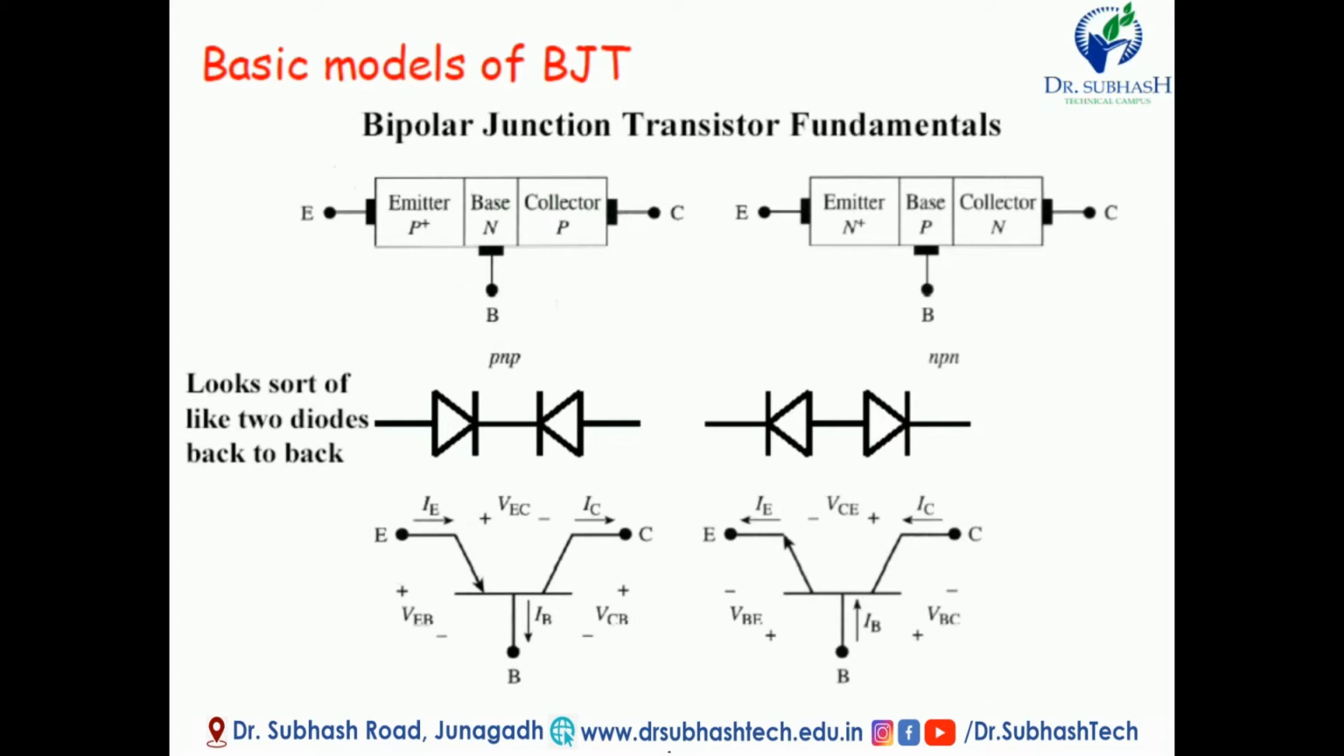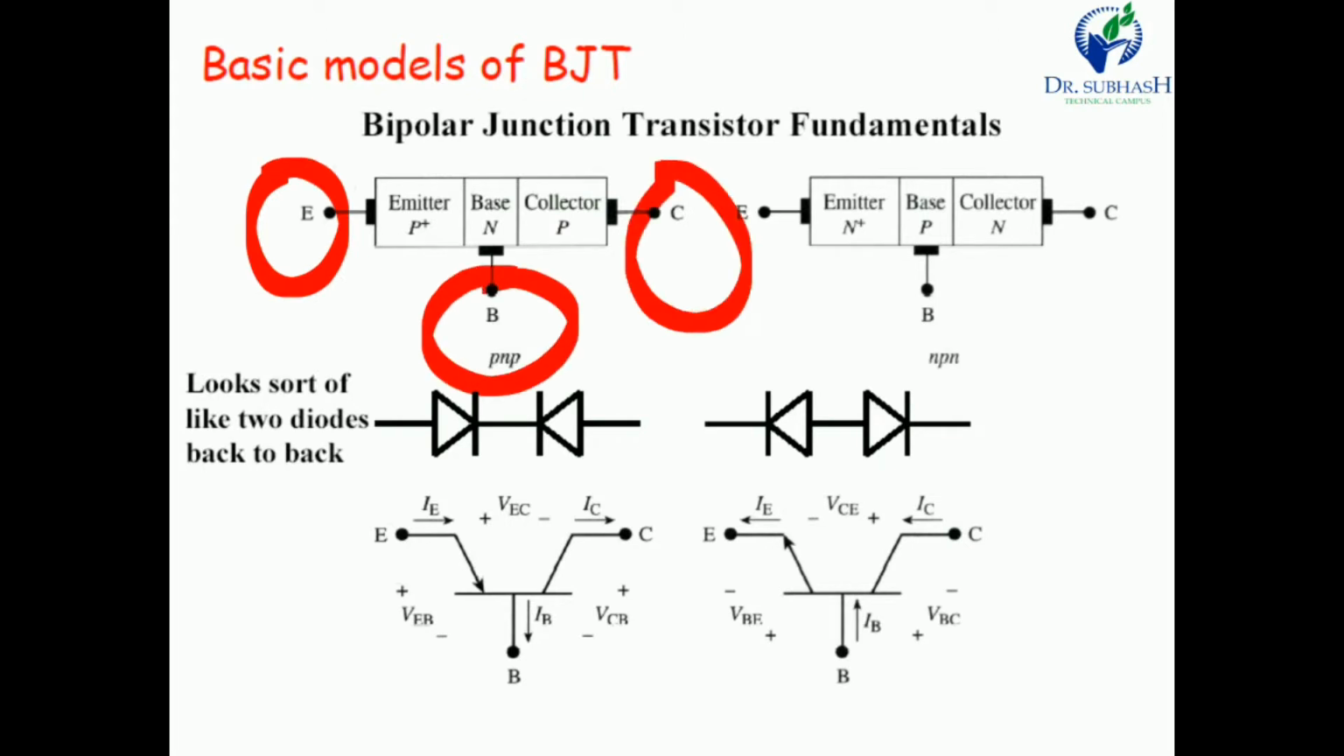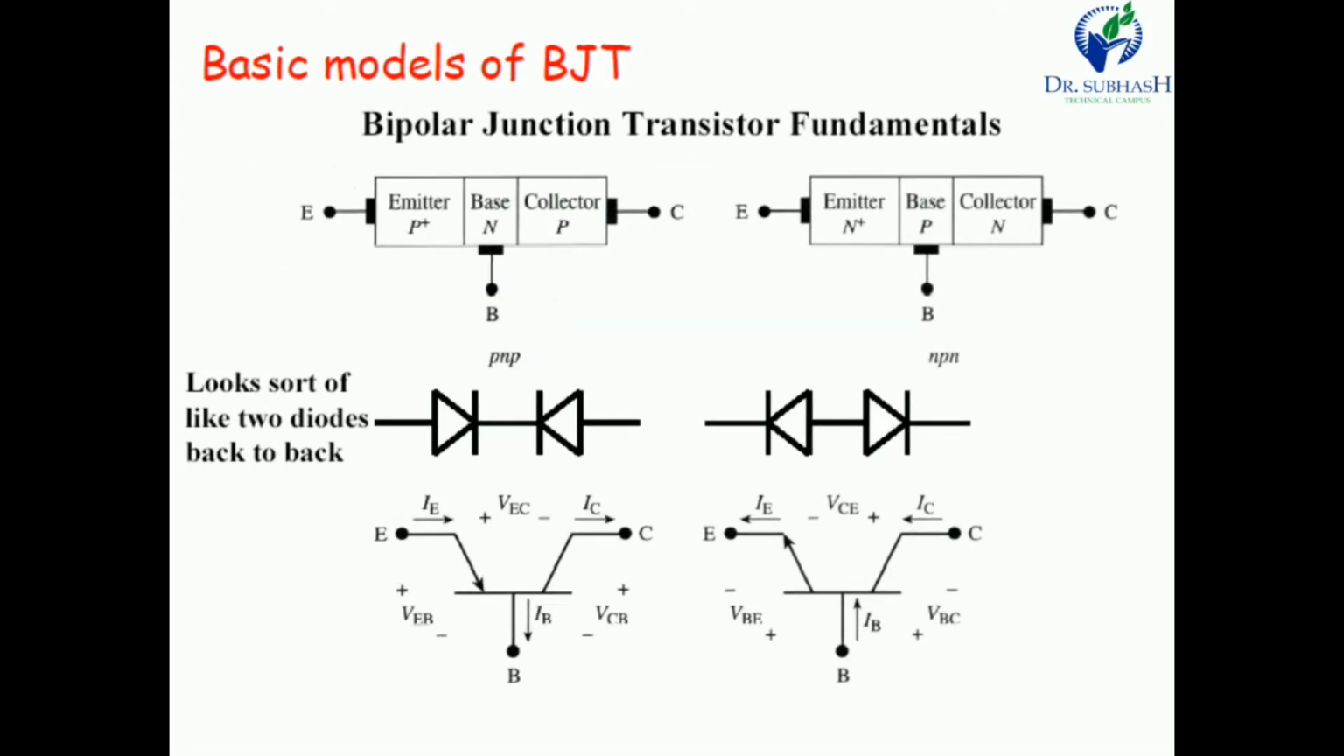The first one, the PNP transistor. There are three terminals: emitter, base and collector. These three terminals are common in both PNP as well as NPN. Here the terminal names indicate the three layers inside. The first layer is the emitter, the second layer is the base and the third layer is the collector. This three-layer sandwich type structure is available in the transistor.